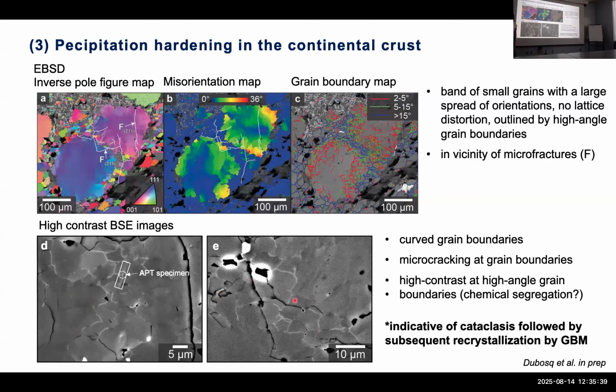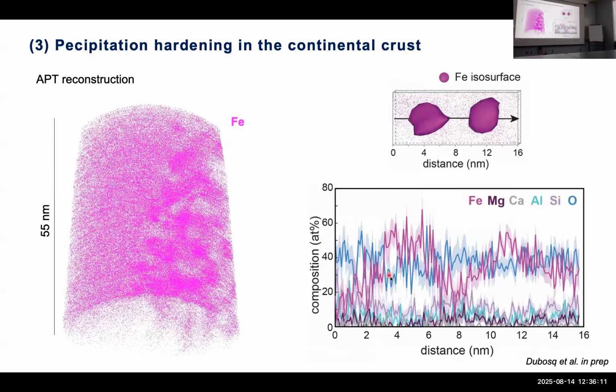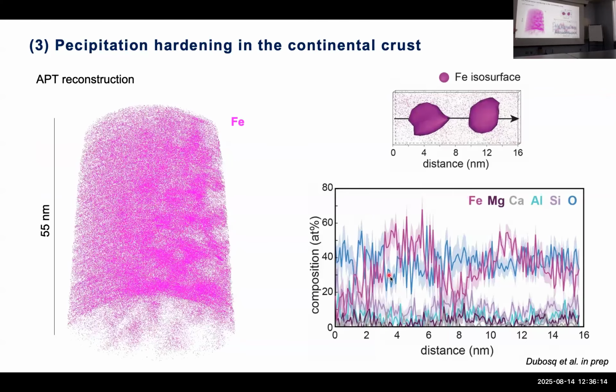However, some of these high angle grain boundaries have a curved or lobate shape to them. So this suggests that even though the microshear band formed through cataclasis, it subsequently recrystallized through grain boundary migration. One more important detail here is that the high angle grain boundaries have a very bright contrast. So this suggested to me that there might be some sort of chemical segregation along these boundaries. So of course, I prepared another atom probe specimen. And this is probably still to date my favorite data set so far.